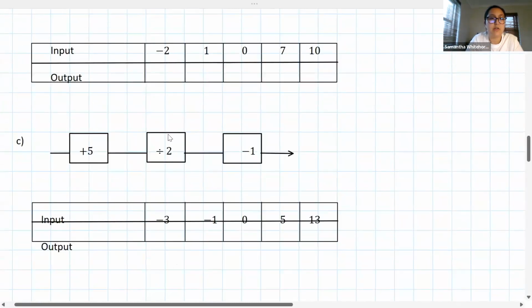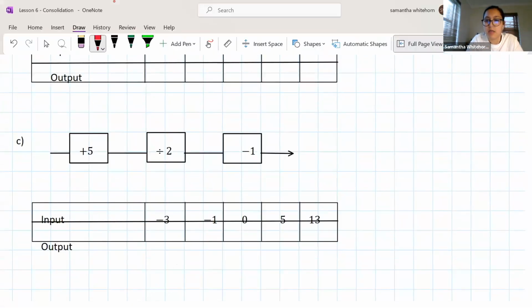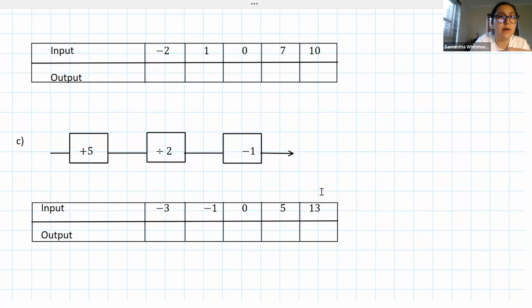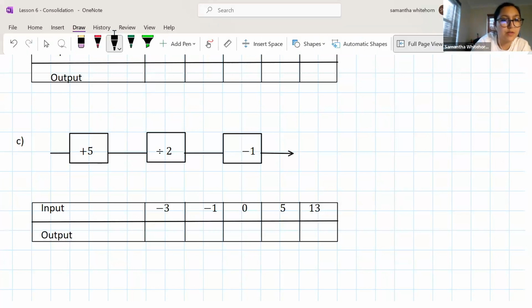Right, let's do question C. I know I'm jumping a little bit, but it doesn't matter. Let's have a look at question C. We're going to do exactly the same thing. Oh, see, technology again, fighting with me. I don't know why it does this. It hates me. All right, so we're going to do the same thing. We are going to write an equation, and then we're going to use either flow diagram or equation to fill in the table.